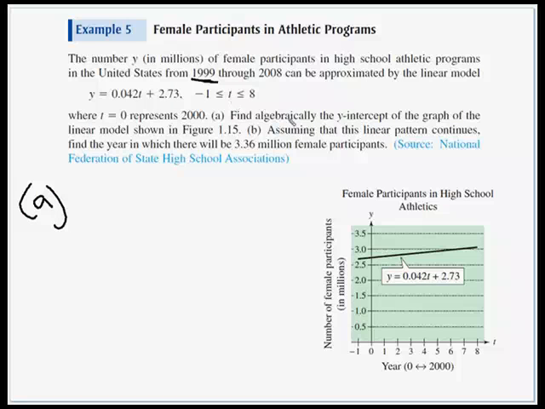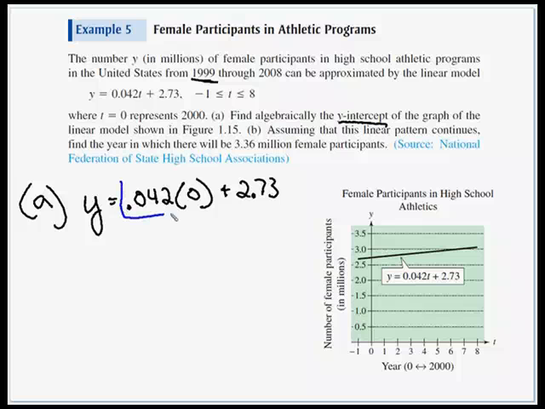For part A, they're asking us to find the y-intercept. To find the y-intercept, we set x equal to 0, or in this case, it's going to be t for time. So we want to find the y-intercept. We're going to let the other variable equal 0. So the model says 0.042t, and we're replacing that t with a 0, plus 2.73. And this is an easy one to figure out. 0 times this wipes that term out. So we have our y-intercept already.